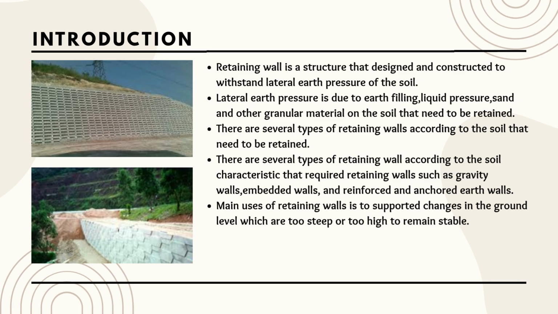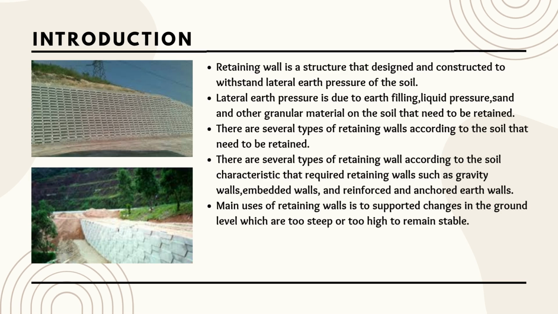I'm Gerald and this is the introduction. A retaining wall is a structure that's designed and constructed to withstand lateral earth pressure of the soil. Lateral earth pressure means the earth filling, liquid pressure, sand and other granular material on the soil that needs to be retained. There are a few types of retaining walls such as gravity walls, embedded walls, and reinforced anchored earth walls. The main use of retaining walls is to support changes in the ground level which are too steep or too high to remain stable.